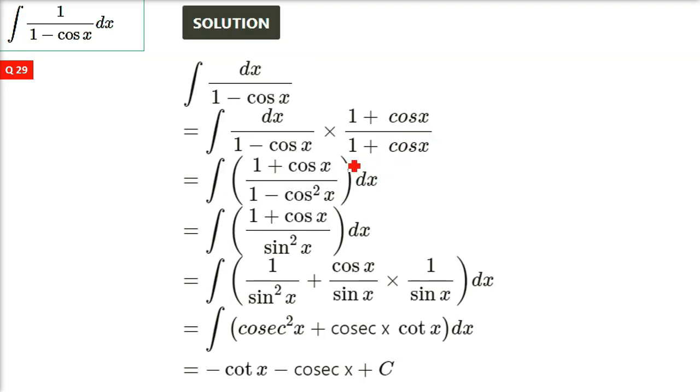So this is how you rationalize it, and it has become so easy as the results are known to us, cosec square x and cosec x cot x. This step is the most important here. So you will be able to do 1 by 1 plus cos x also.